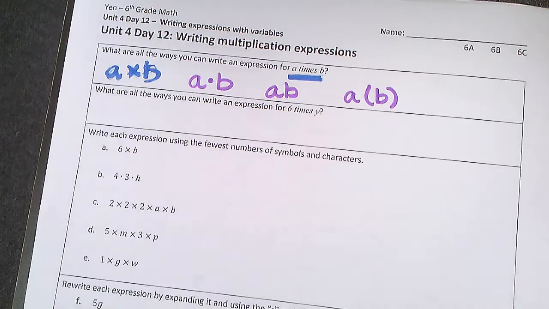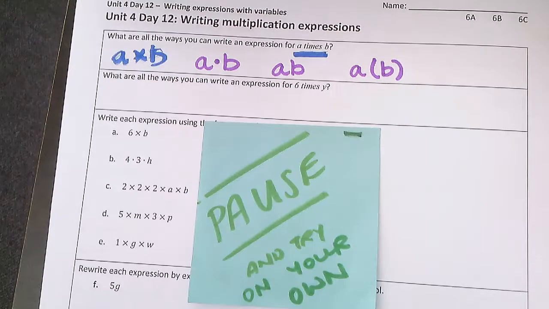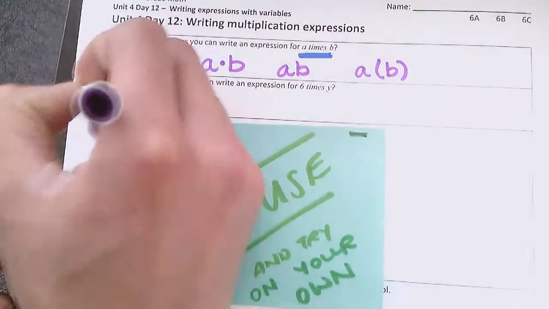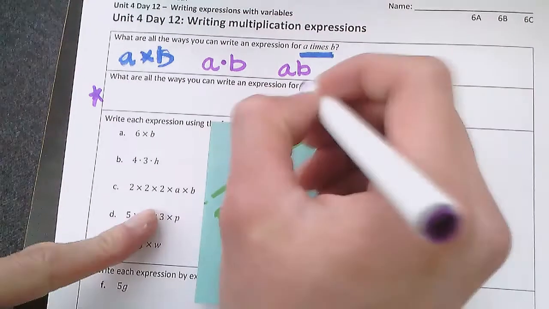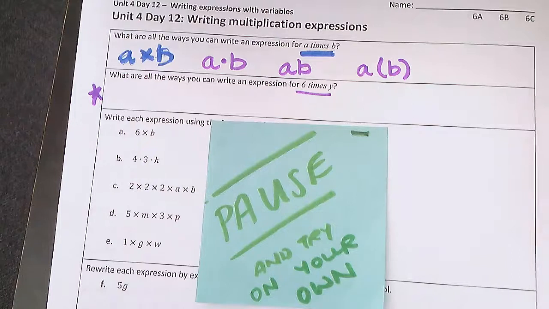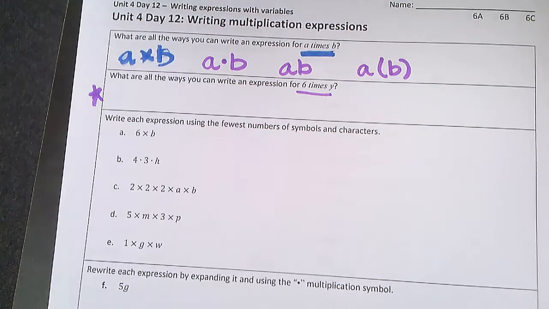So now that I've showed you these four different ways, I would like for you to pause and really quickly on your own try this right here. What are the ways that you can write the expression for 6 times y? Give that a shot. Now you're resuming the video to check your work.